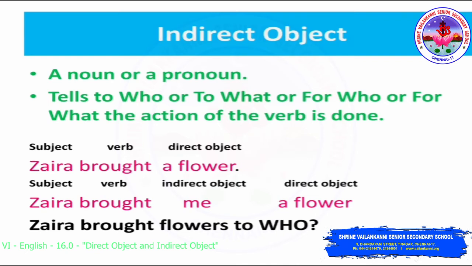Zaira bought flowers to who? To me. Okay. Zaira bought flowers to me. It answers the question who. So, me is the indirect object here.